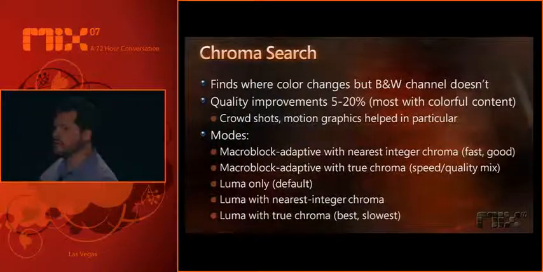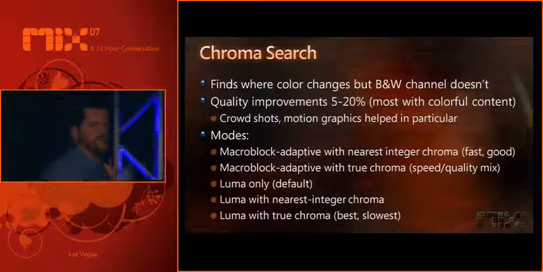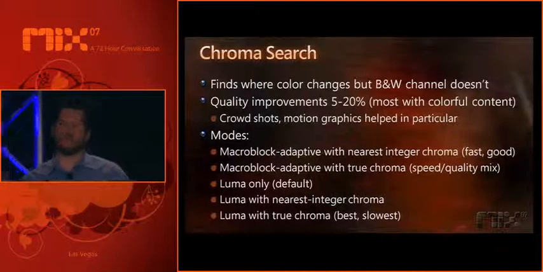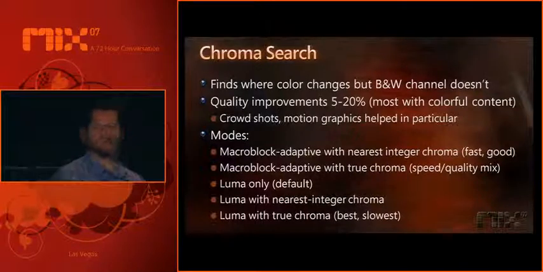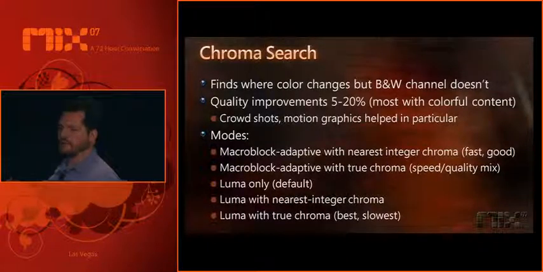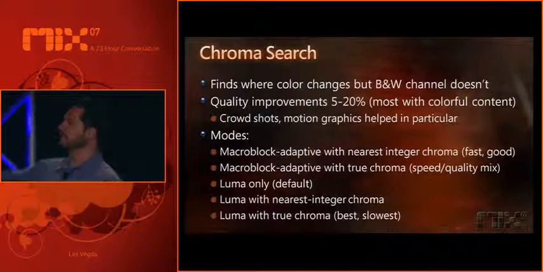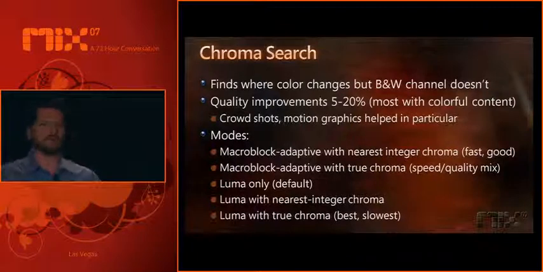We now have a chroma search mode, where we look for places where the color changes separately from how the brightness changes. It's very useful in places where colors change but the contrast doesn't change much. Motion graphics and cel animation are big places where that works. It's a pretty big improvement in that kind of speed. We've got a number of modes there, including, again, macroblock adaptive mode, where it kicks in when it needs it, but leaves it off when it doesn't.